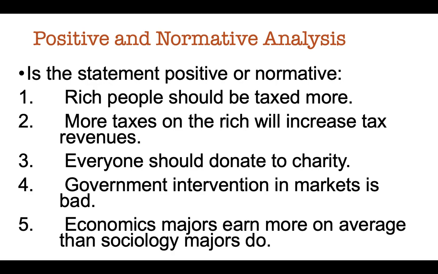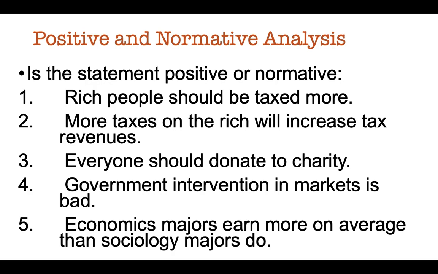So here are some examples, just so you get a feel of what's positive versus what's normative. The first one: rich people should be taxed more. An important word in there is the word should. That kind of is a giveaway that this is a normative statement because you can't really prove or test should, right? By what criteria does should prove to be true?